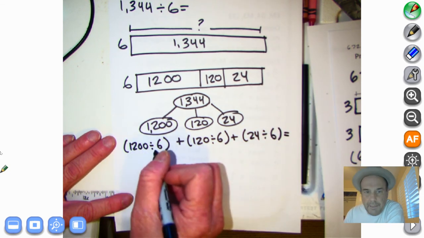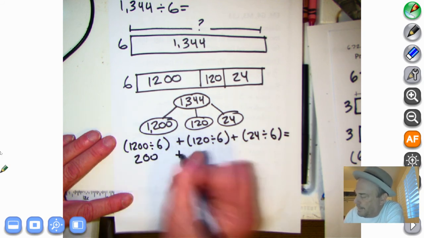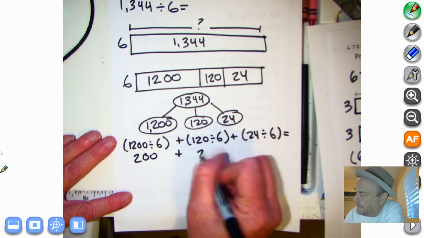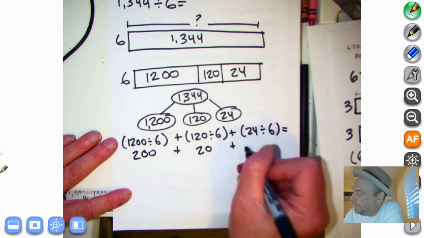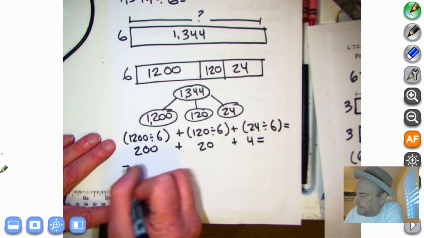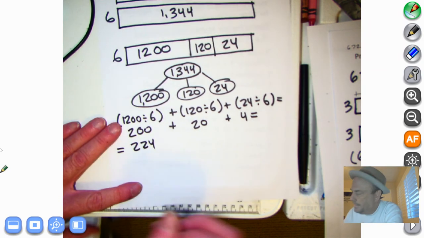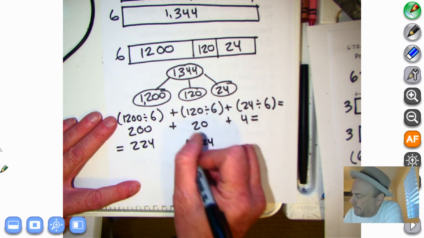I know 12 divided by 6 is 2, but we're dealing with hundreds, so I'm going to put 2 zeros there. Once again, we're dealing with tens here. We're dealing with 12 tens. So 12 divided by 6 is 2. We have 20. And finally, 24 divided by 6. 6, 12, 18, 24. That would be 4. What will that equal? 224. Let's see if this is right by using the standard algorithm. All right. So we're going to take our 1,344 and we're going to divide by 6.